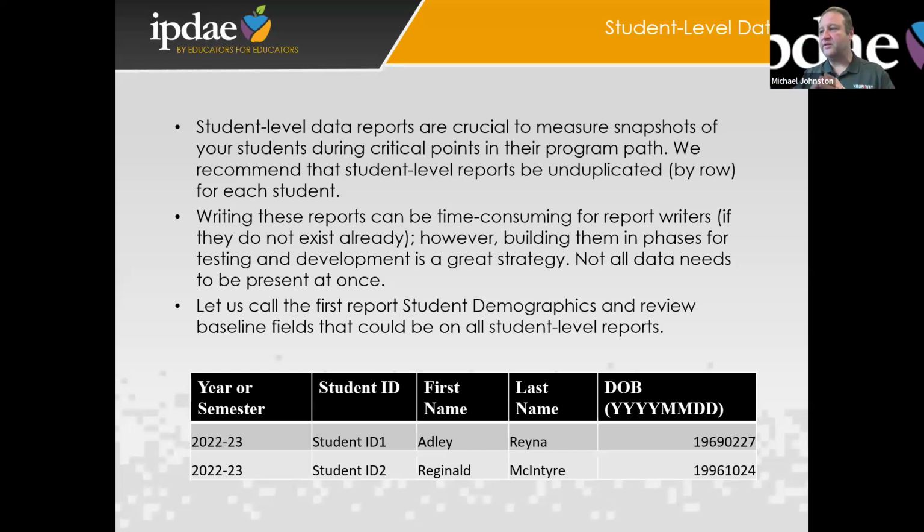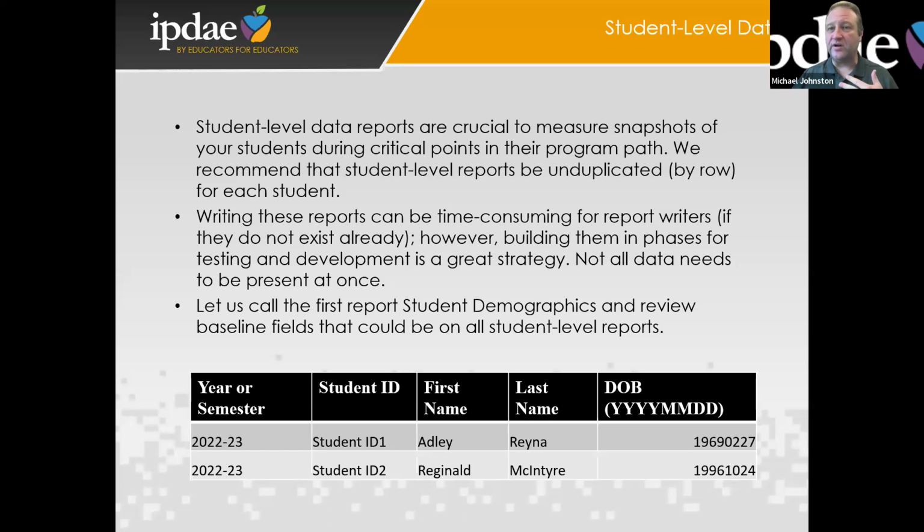So the first report that I always think is so crucial for any organization to have handy is an enrollment report. Who are the students enrolled in your program? That is something that you need to have developed. And it doesn't always have to have all the bells and whistles and all the data elements we're going to talk about today, but at least an unduplicated report of students that are in your program.